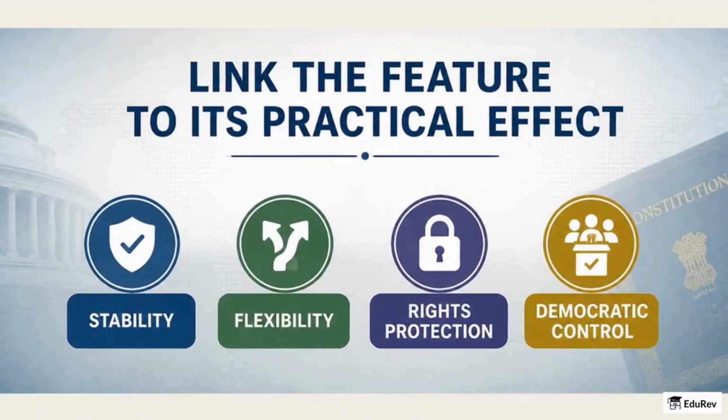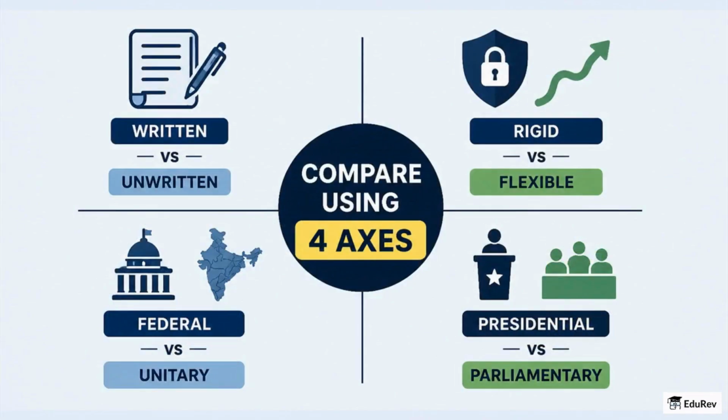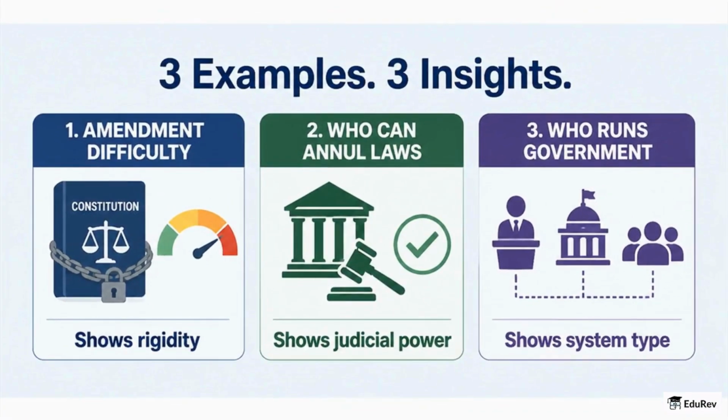A quick practical tip for answers: always link the feature to its practical effect: stability, flexibility, rights protection, or democratic control. When comparing, use four clear axes: written versus unwritten, rigid versus flexible, federal versus unitary, and presidential versus parliamentary. Use simple examples. Amendment difficulty shows rigidity. Who can annul laws shows judicial power. Who runs government shows system type.